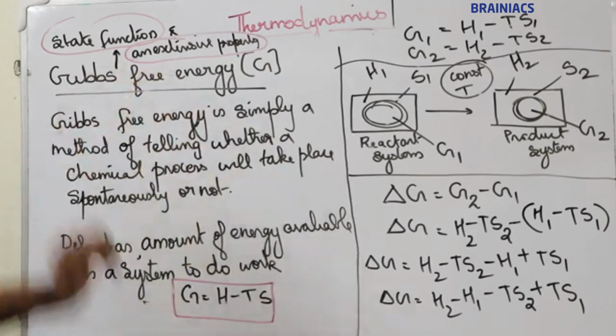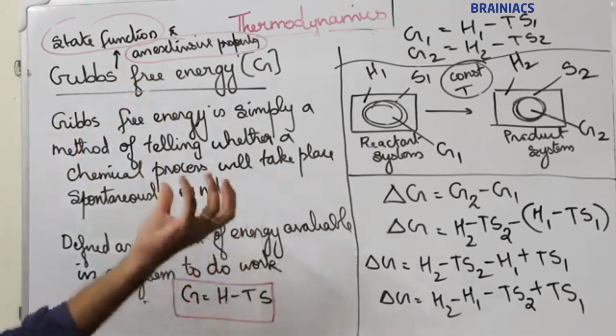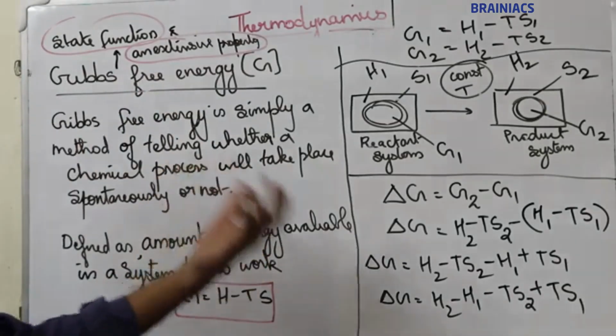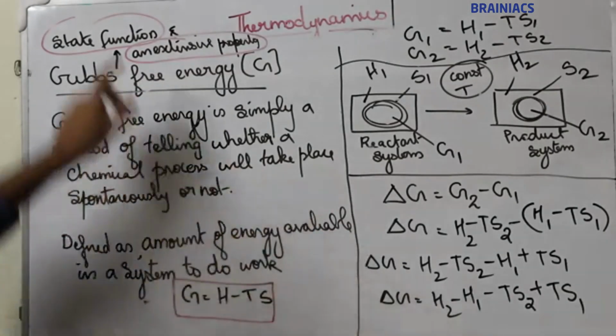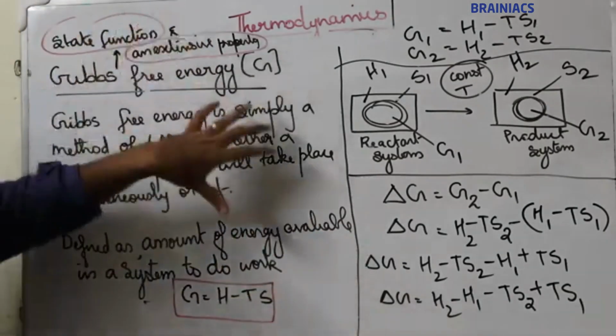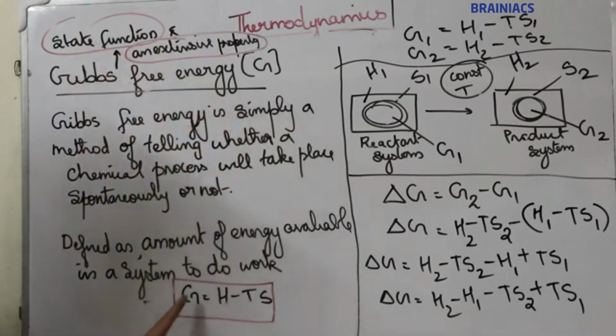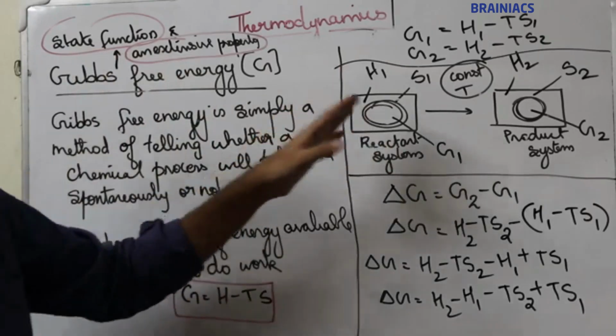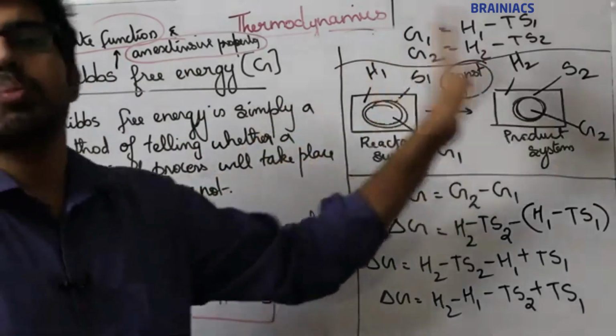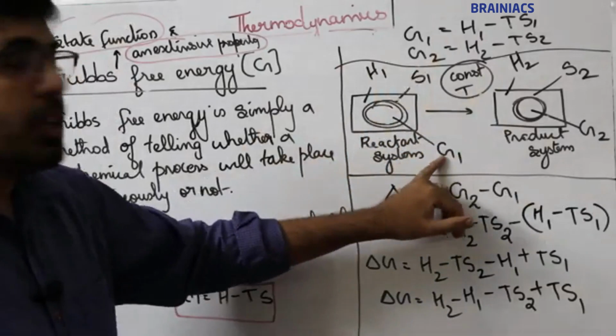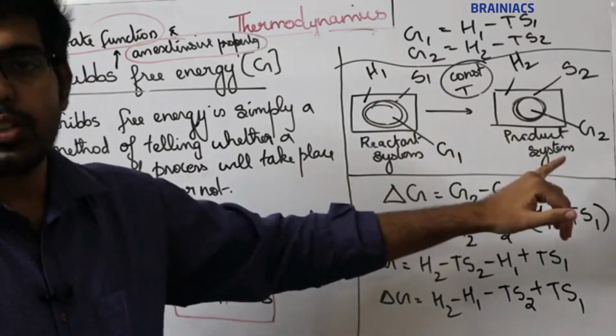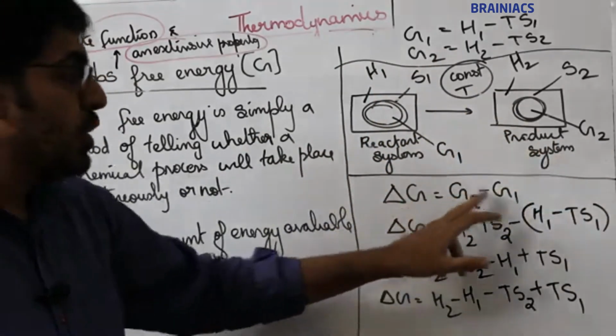So what is Gibbs free energy? Gibbs free energy is the amount of energy available in a system to do some work or process. Now Gibbs free energy helps us to predict whether a reaction is spontaneous or not. G is equal to H minus TS. Now consider a system. Reactant system changes to product system. Let G1 be the Gibbs free energy of reactant and G2 be the Gibbs energy of product. So delta G is equal to G2 minus G1.